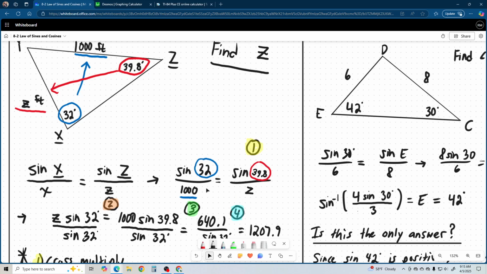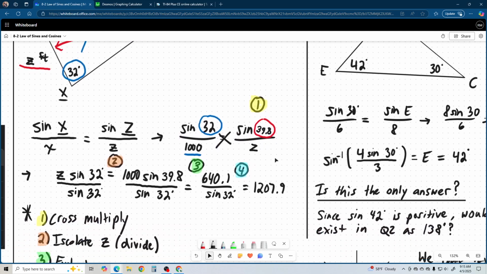The first step in any kind of problem like this is we're going to cross multiply, right? So we're going to take this and multiply it by this, and we're going to take this and multiply it by this, right? Hopefully you guys remember this concept when we do proportions. And from there, you're just going to solve. If you want to pause the video and try and solve it, I would strongly recommend you do that to practice your algebra with these trigonometric functions here. Go and pause the video and see if you get 1,207.9, and then we'll come back and I'll briefly explain what I did.